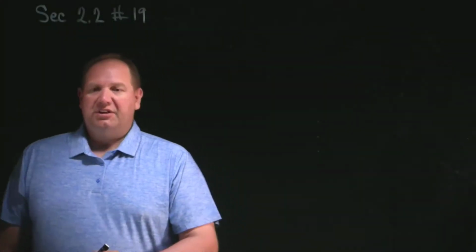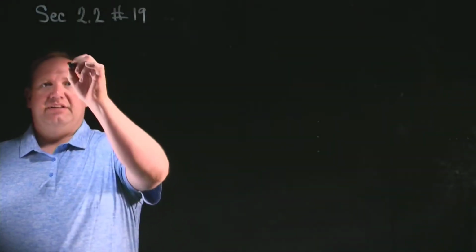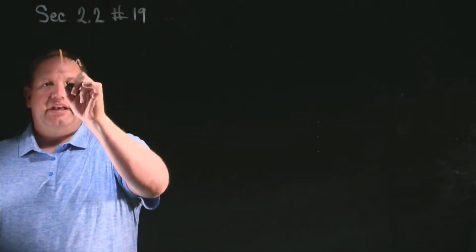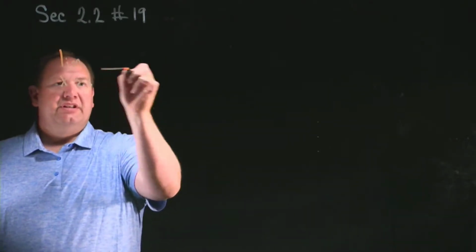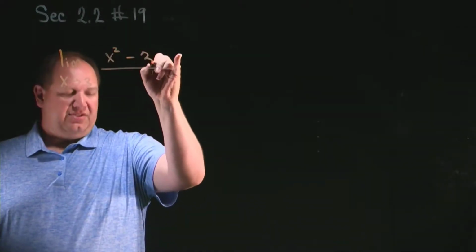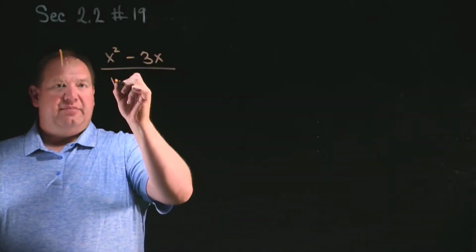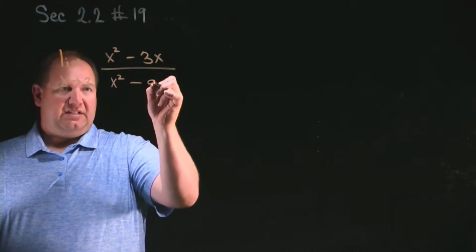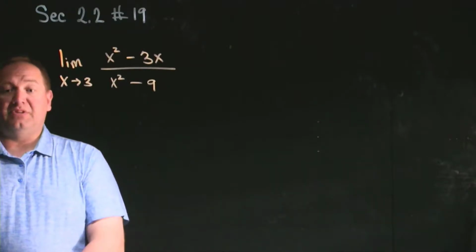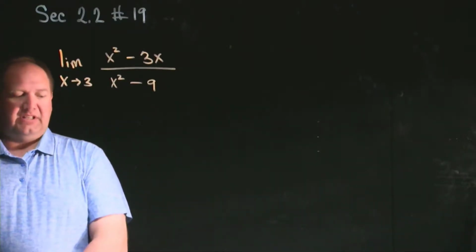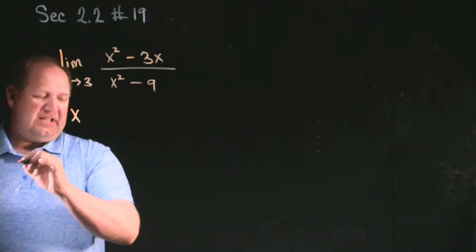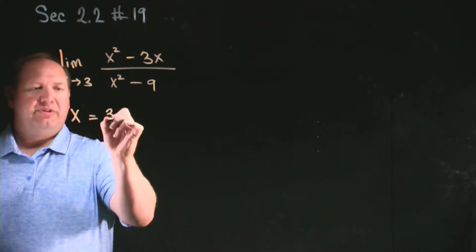Okay, so the function that we are asked about is, the situation is with the limit as x approaches 3 of the function x squared minus 3x divided by x squared minus 9. And in this particular situation, we are asked to guess the value of the limit given some values. One of the values that we're given is x equals 3.01.